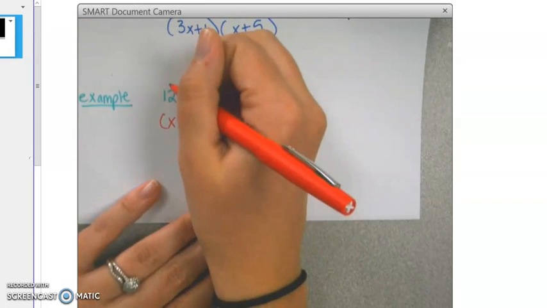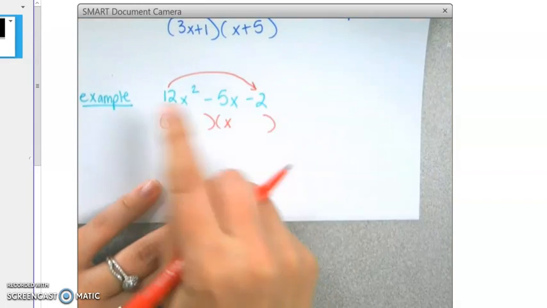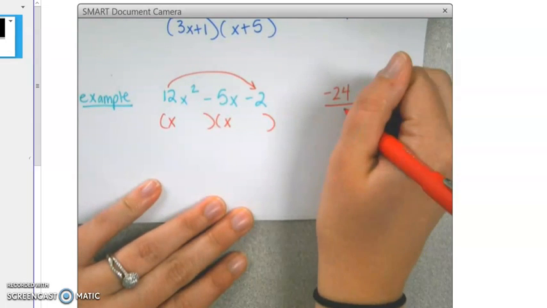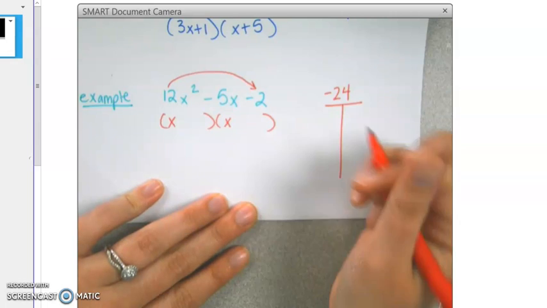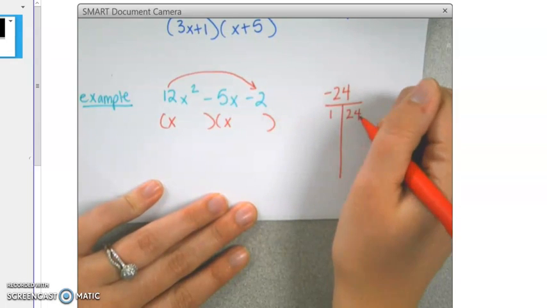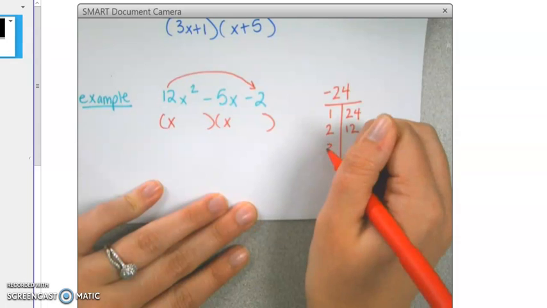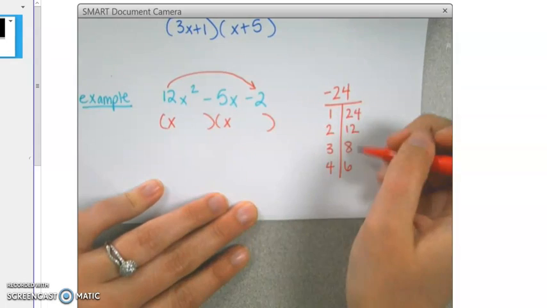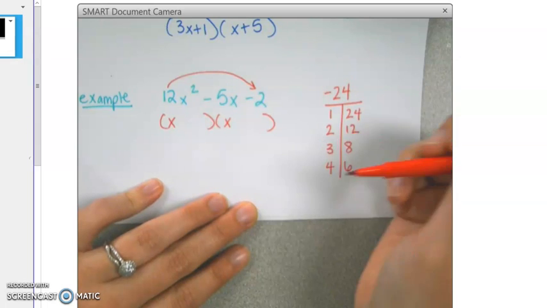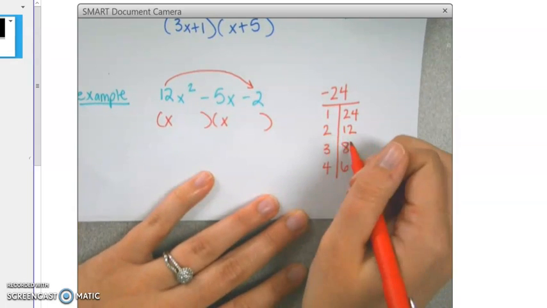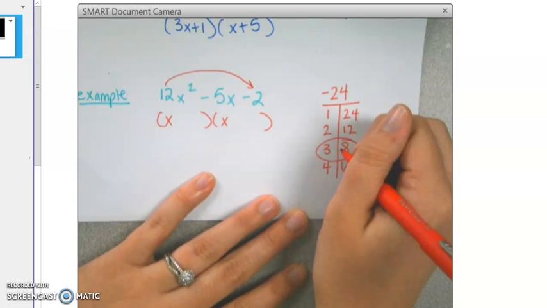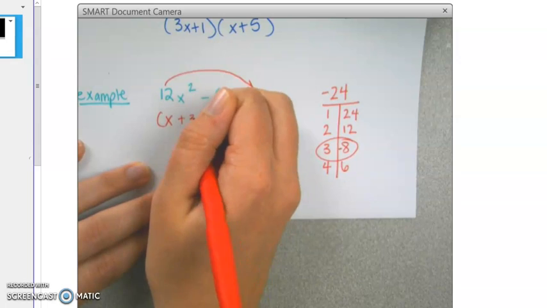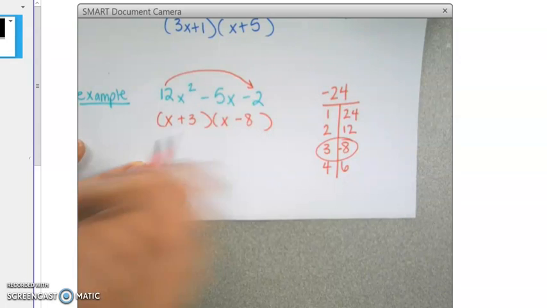So I have a number in front, so I've got to multiply these together. 12 times negative 2 is negative 24. Factors of 24 are 1 and 24, 2 and 12, 3 and 8, 4 and 6. So which of these is going to make negative 5? That's still 3 and 8. It's funny how these worked out again to be the same ones. So I get x plus 3 and x minus 8.